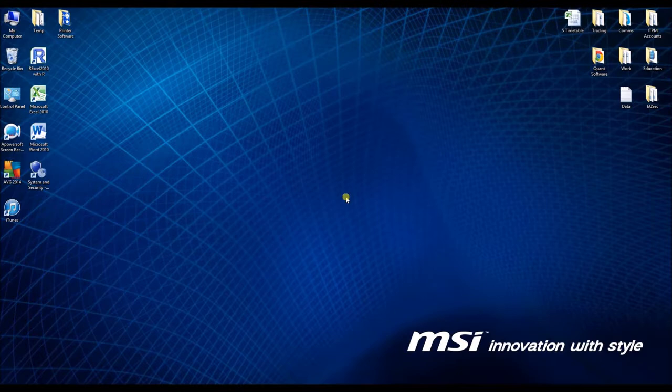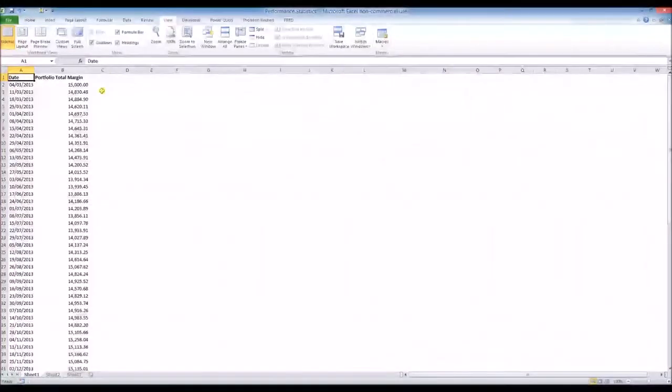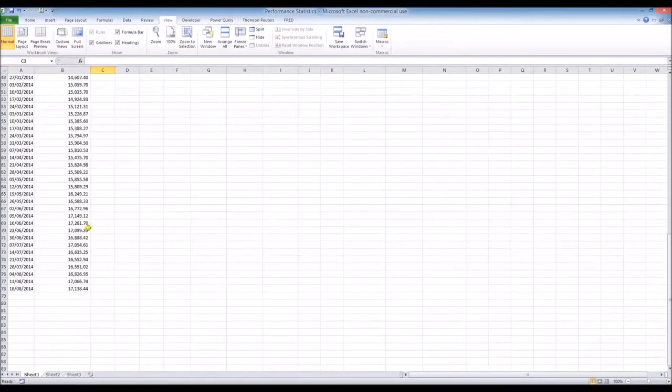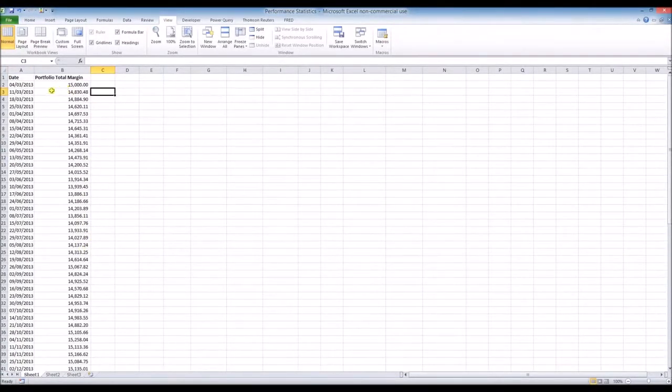So I'm going to start with about a year's worth of simulated portfolio margin data, and I've got that created here in Excel. This is just some simulated data for portfolio total margin from 2013 to 2014. Just a bit over a year, almost a year and a half.